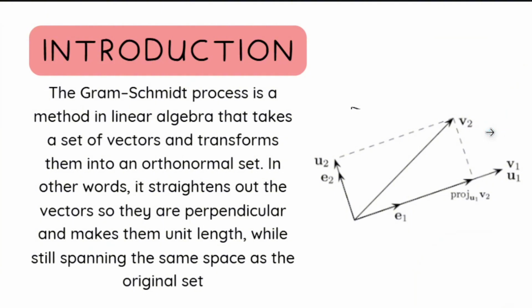The Gram-Schmidt process is a method in linear algebra that takes a set of vectors and transforms them into an orthonormal set. In other words, it straightens out the vectors so they are perpendicular and makes them a unit length, while still spanning the same space as the original set. The main idea is, imagine that you have a slanted coordinate axis. The Gram-Schmidt process adjusts them so they are perfectly at right angles. This makes the calculation much easier because orthogonal vectors don't overlap in the information that they carry.